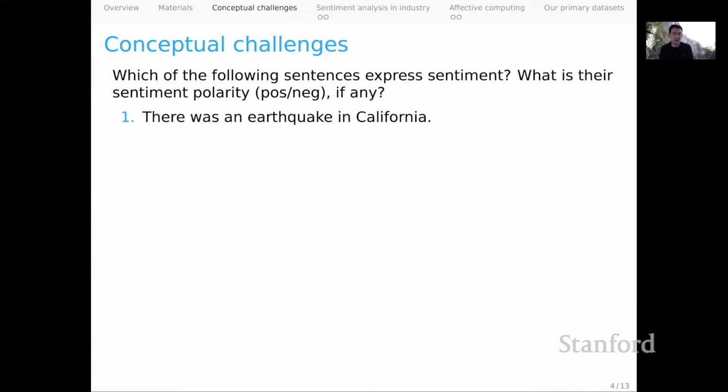Consider the first example. There was an earthquake in California. This is probably going to sound like bad news to you, and many sentiment analysis systems will assign this negative sentiment, but we should ask ourselves, is this actually a sentiment-laden sentence? It is, on the face of it, merely stating a fact, and we might hold that for sentiment to be expressed, we need some kind of subjective evaluative perspective to be included in here, like it was bad that there was an earthquake in California.